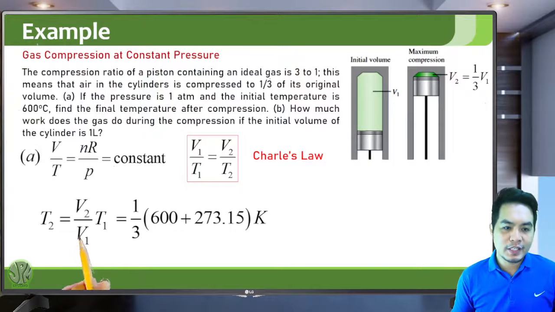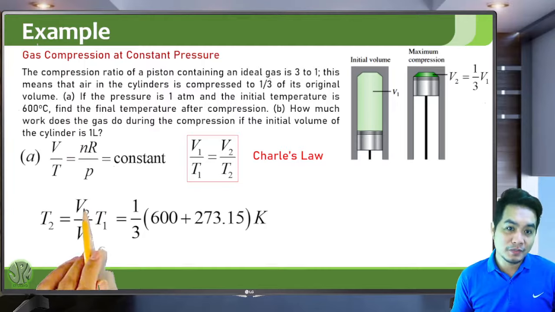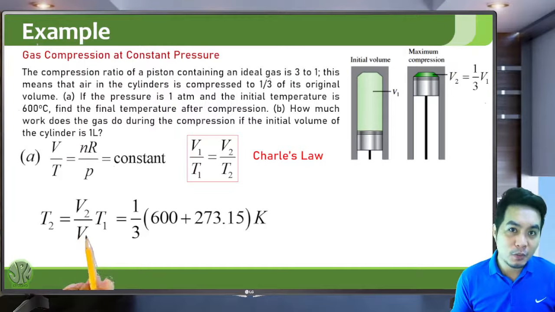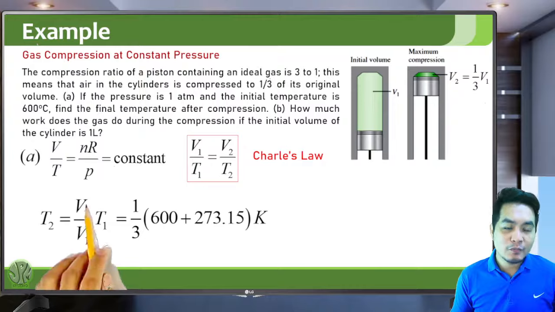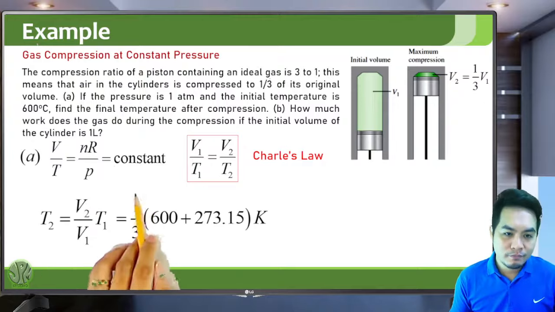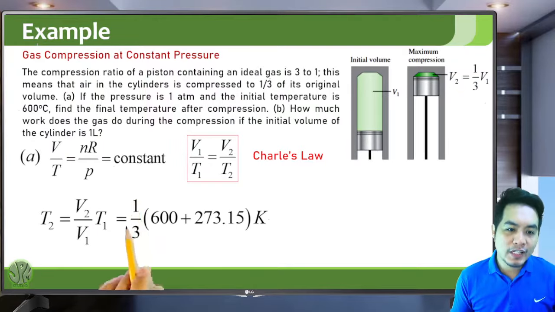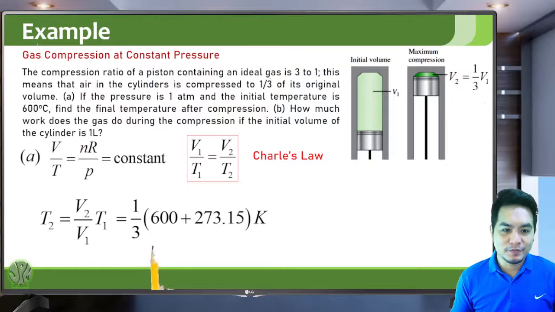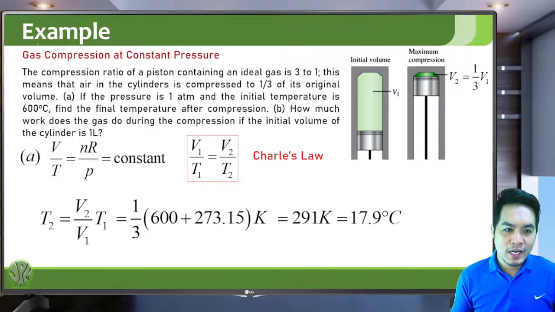For instance, if the initial volume is 3 liters, the final volume is 1 liter. Or if the initial volume is 1 liter, then the final volume is 1/3 liter. You will always get the ratio of 1/3. So T1 is 600 degrees Celsius. You need to convert that into Kelvin by adding 273, and you will get 291 Kelvin, or that is 17.9 degrees Celsius.